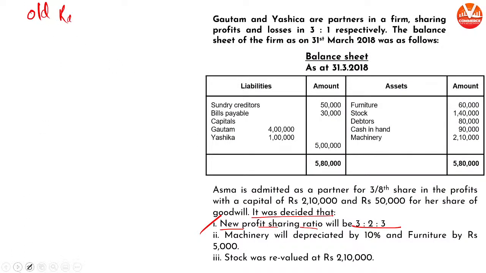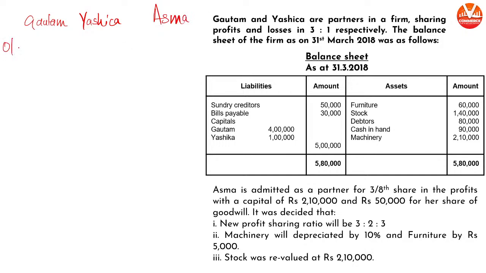Old ratio is given. There were 2 partners, Gautam and Yashika. Then a new partner, Asma, was admitted. The old ratio was 3:1. But now the new ratio will be 3:2:3. So as we all know, this goodwill is to be distributed in the sacrificing ratio.